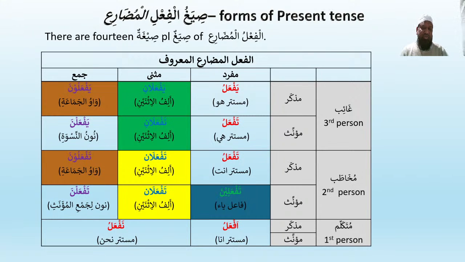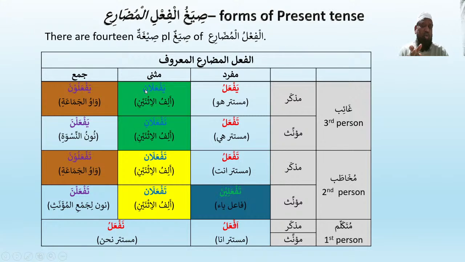Why? Because their i'rab is different from the rest of the sigas. The red color 5 sigas, we can see the dhamma on the last letter. But for these 5 af'alul khamsa, we don't see the dhamma on the last letter. So their i'rab is different. Their i'rab is the noon. Okay? The af'alul khamsa i'rab is the noon.